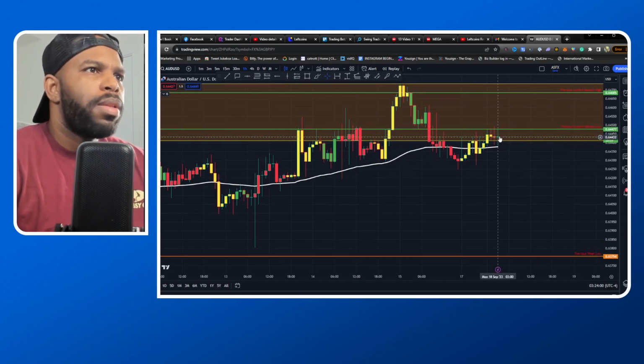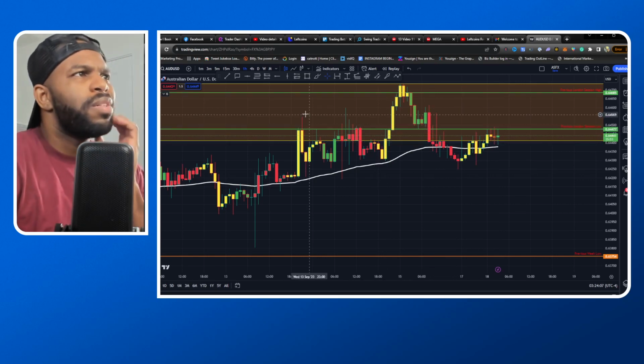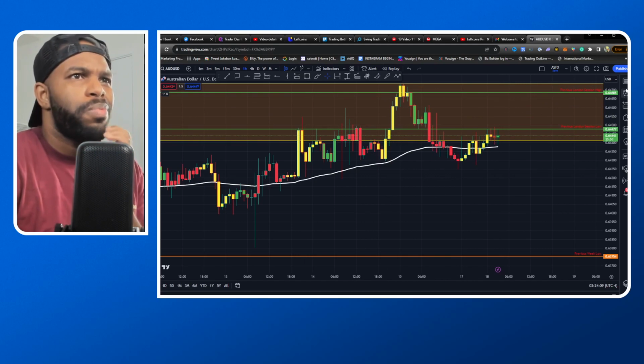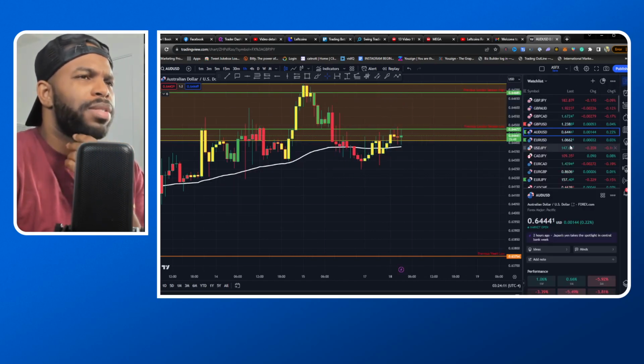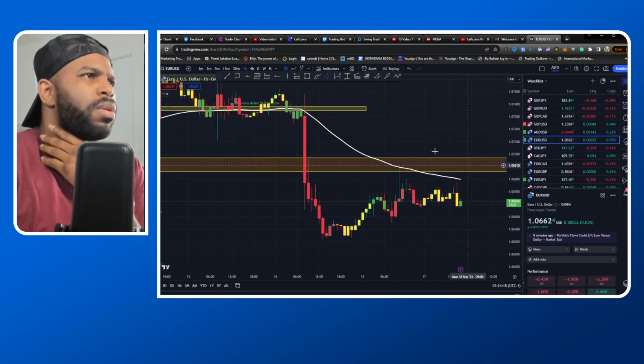It looks like the candle is testing that level right now. Yeah, it's testing that level right now. So we may come back to that chart to see what's going on. Do I want to take a look at Euro? Okay, let's look at Euro.